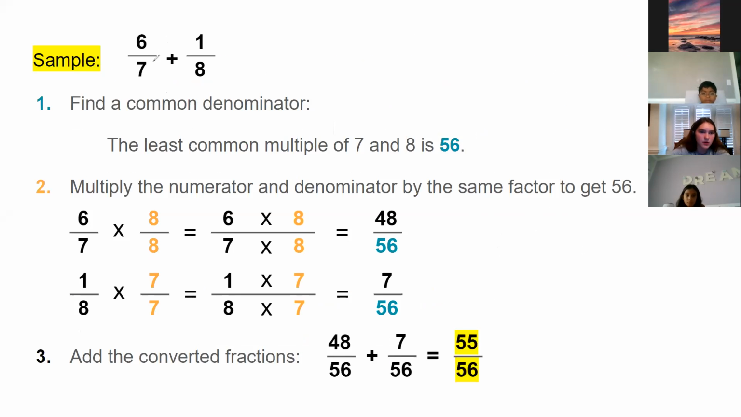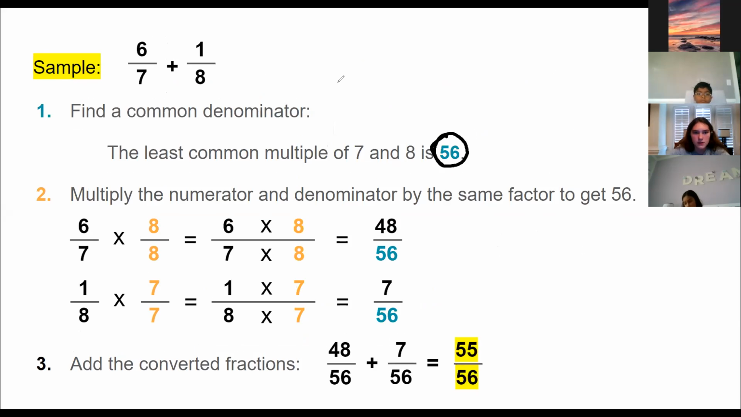So here's a sample. 6/7 plus 1/8. So find a common denominator. The least common multiple of 7 and 8 is 56. Because 7 times 8 is 56. Or if you want to double check, you can go 7, 14, 21, and all the way up to 56, and do the same with 8, just to make sure, if you want to.